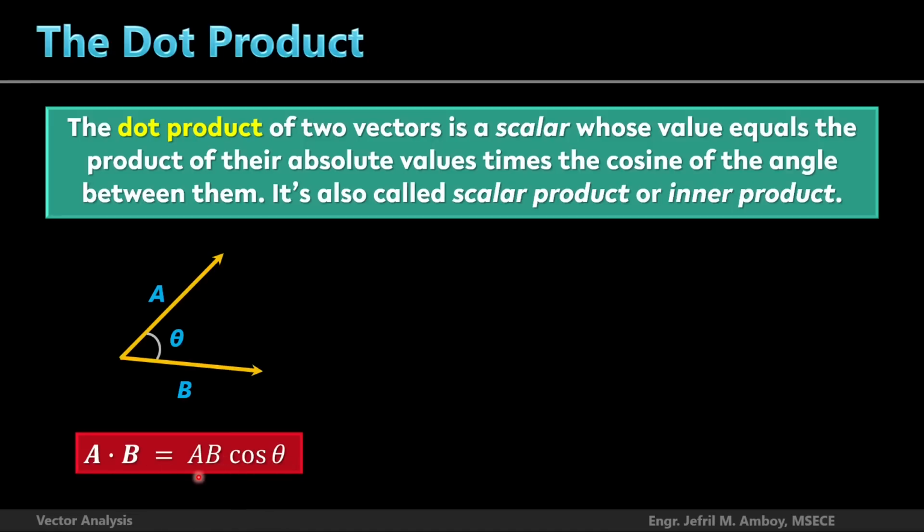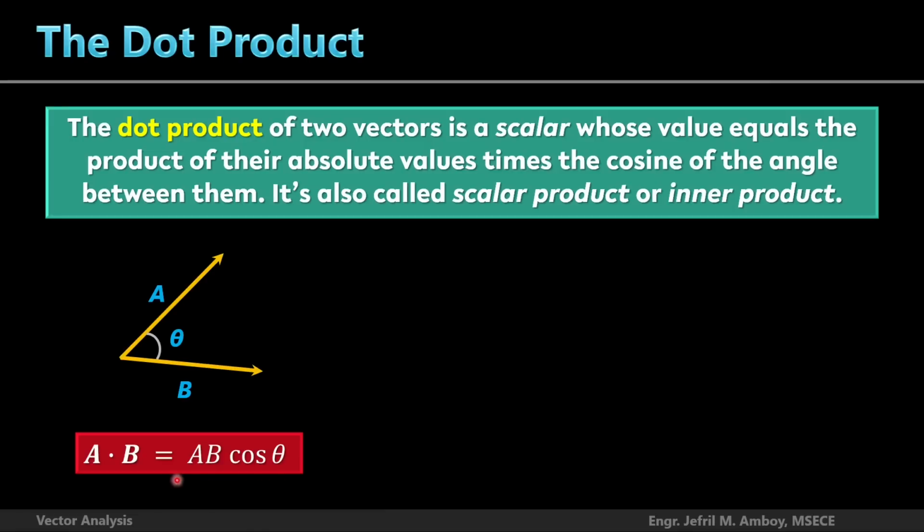So, you may notice here that A and B on the left side are printed in bold, meaning they are vectors. But on the right side, A and B are not printed in bold, meaning these are just the absolute values of vectors A and B respectively. Okay? So, tandaan po natin yung notation ha. Kapag naka-bold, vector siya. Pero kapag yung vector ay hindi naka-bold, that only indicates yung kanyang absolute value. Okay? Di ba madali lang?